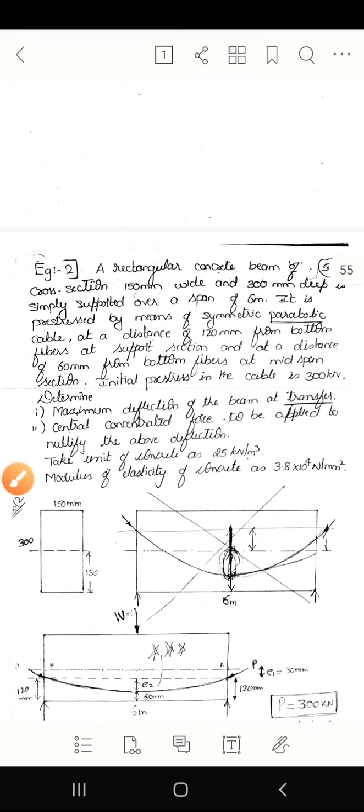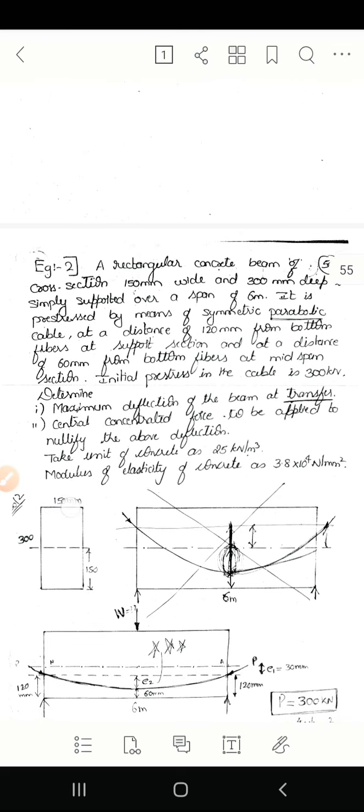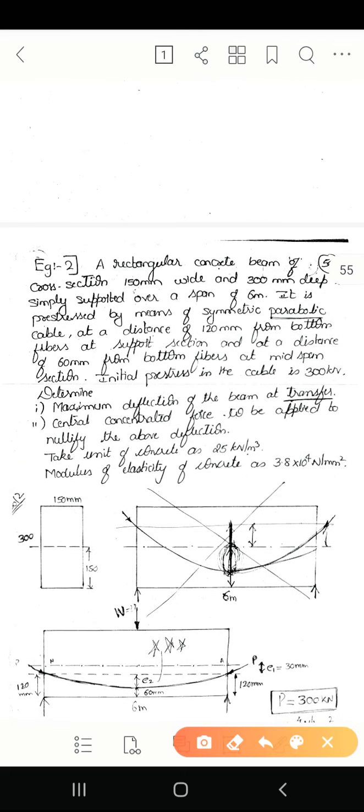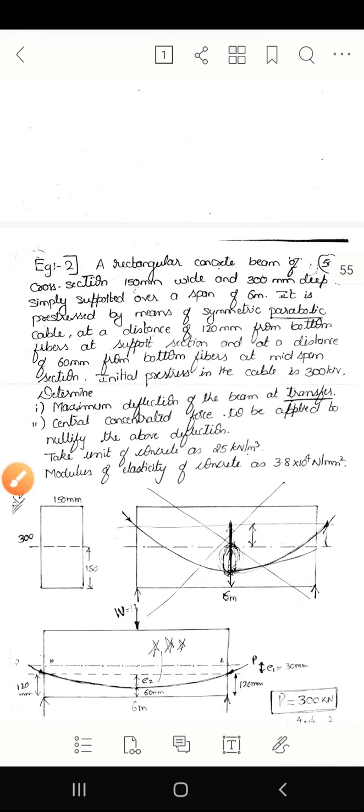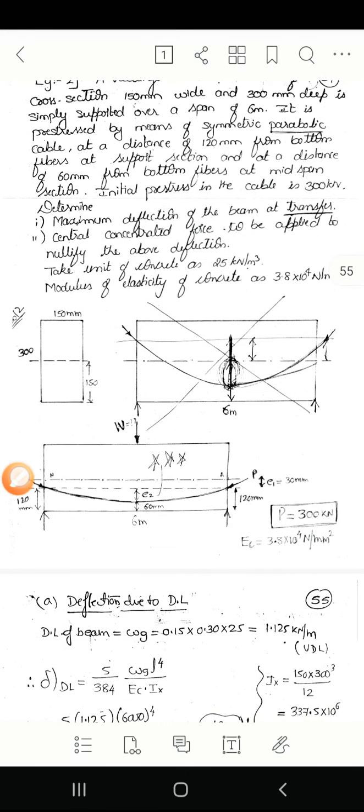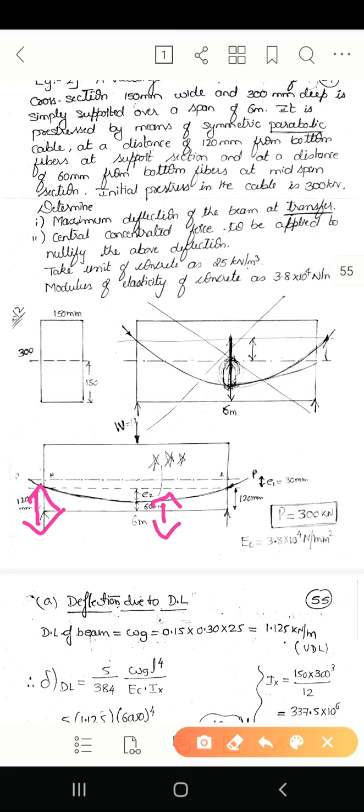Next, we'll take the cross section 150 mm wide and 300 mm deep. So we can calculate the neutral axis, that is d by 2, that is 300 divided by 2, that is equal to 150 mm. Right? Next, here in this figure we have drawn the position of the parabolic cable, 120 mm at the support and 60 mm at the midspan from the soffit. Soffit is nothing but from the bottom.